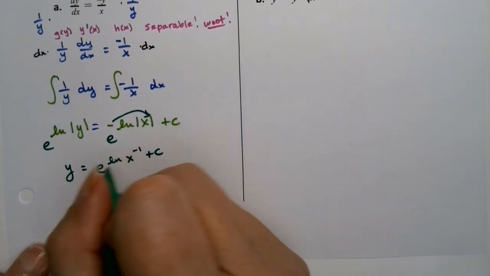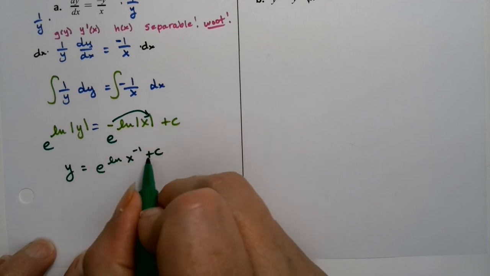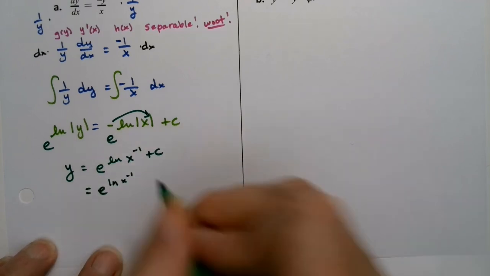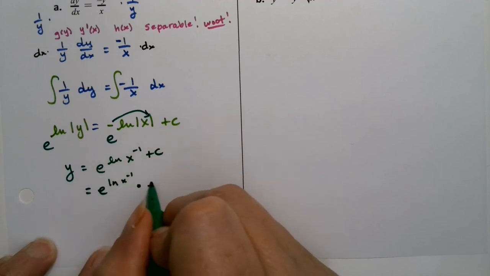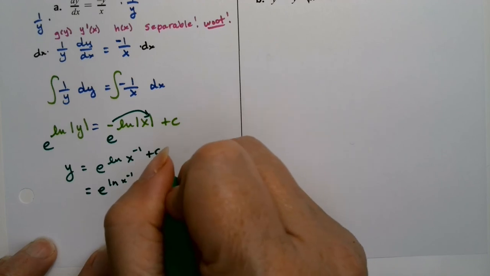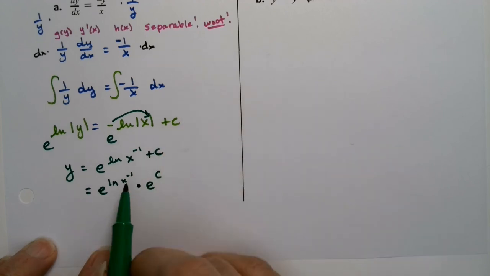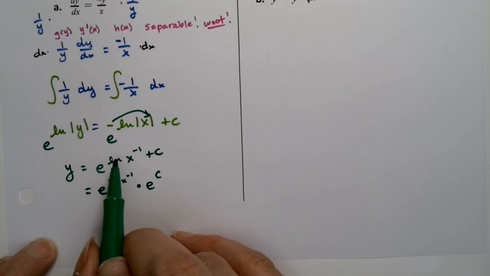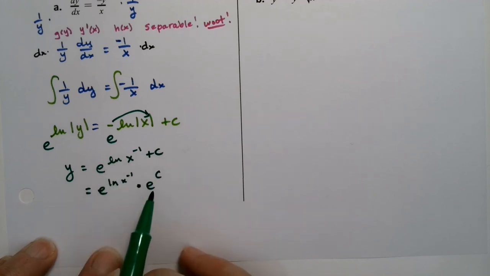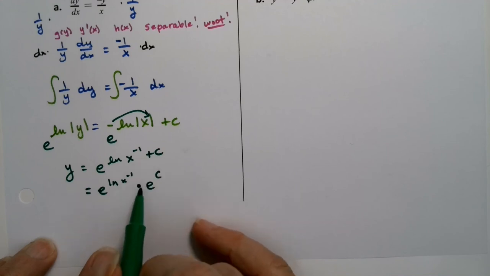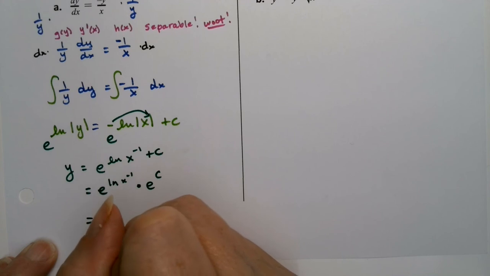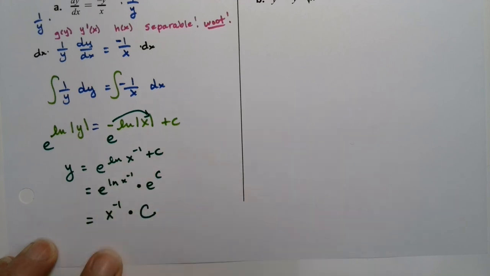All right, well, this is x to the negative 1, right? Now, what about this? Well, this is e to the natural log of x to the negative 1. I'll give it one more step, times e to the c, right? So, if you want to call this C1 or C2 or something like that, that's fine. So it's e to the c because a to the b plus c is a to the b times a to the c, right? Power properties. But this is some arbitrary constant, right? So I can just call it c. So this is x to the negative 1 times c.